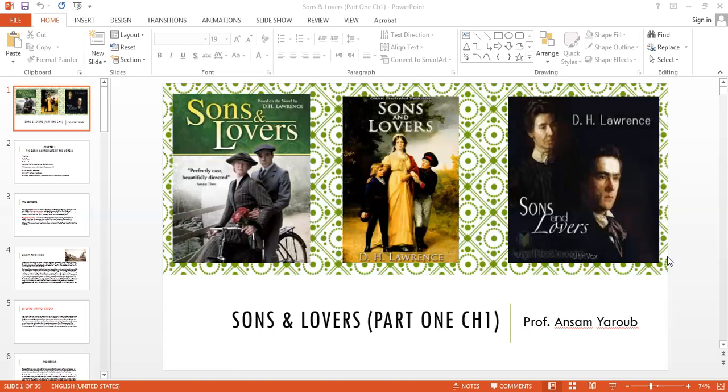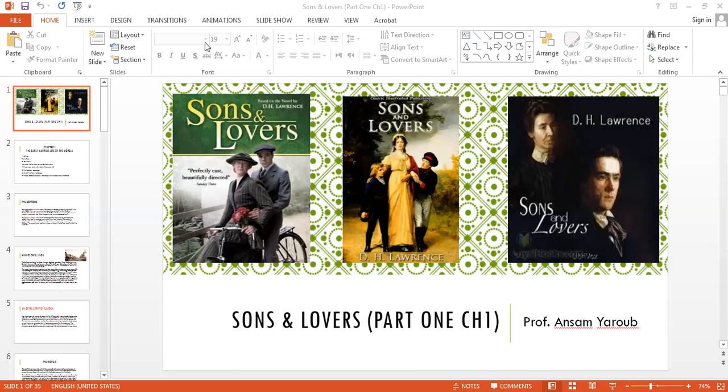And today we're going to take chapter 1 from part 1 of one of his famous novels, which is Sons and Lovers. You see, the novel is said to be autobiographical because it represents many aspects of Lawrence's life, his relationship with his mother, and his relationship with other women.